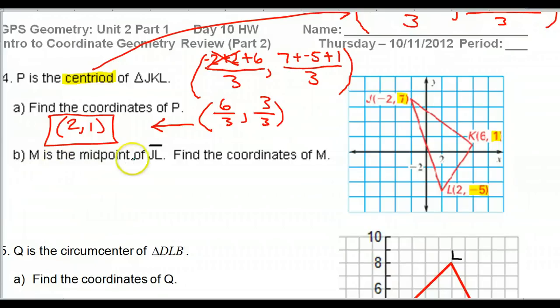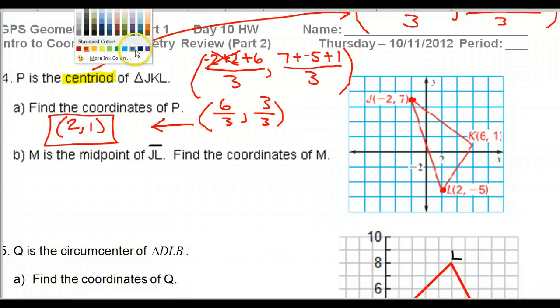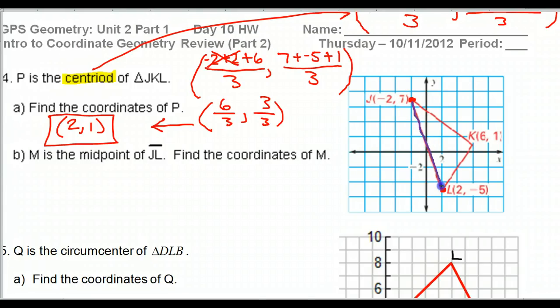Now, M is the midpoint of JL. Find the coordinates of M. Alright, so we need the midpoint of JL. So let's focus on that. Okay, so J and L. So this is the segment that we're dealing with, you guys. Coloring it in purple. Alright, let's find the midpoint of that segment.